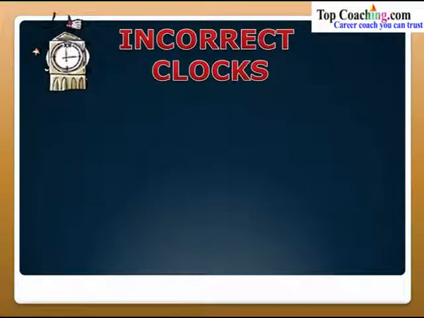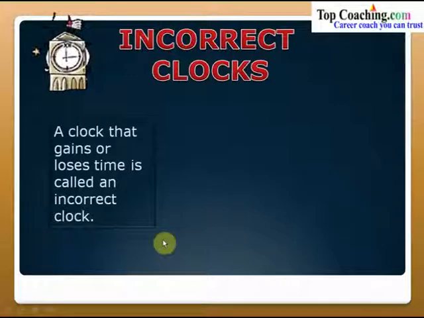Now we shall study incorrect clocks. What are incorrect clocks? Till now we have seen the correct clocks. What exactly happens when the clocks are incorrect, or when do we say that a clock is incorrect? A clock that gains or loses time is called an incorrect clock. So any clock that either gains or loses time is called an incorrect clock.